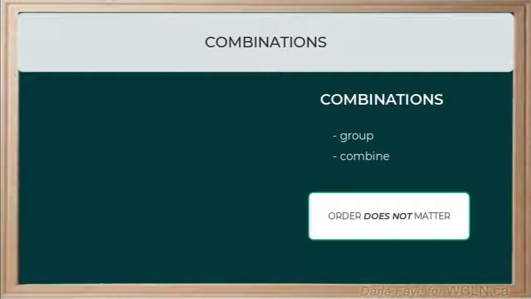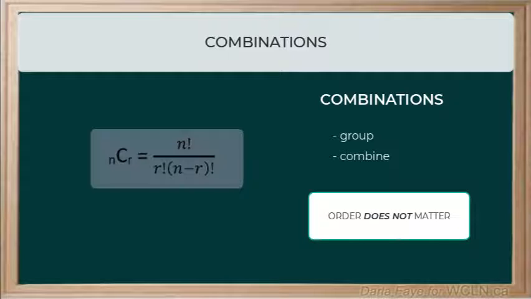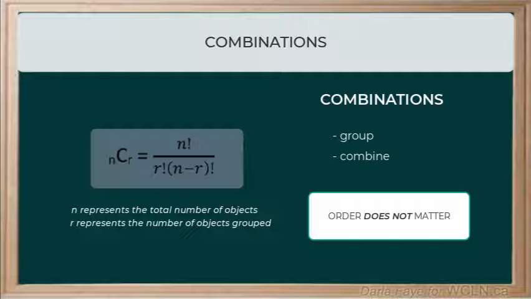When we calculate the number of possible combinations, we use this equation. So it's nCr equals n factorial divided by r factorial multiplied by the difference between n and r factorial. I like to read nCr as n choose r. n still represents the total number of objects that we have to choose from, and r represents the number of objects that we will select or combine or choose to be in a group.